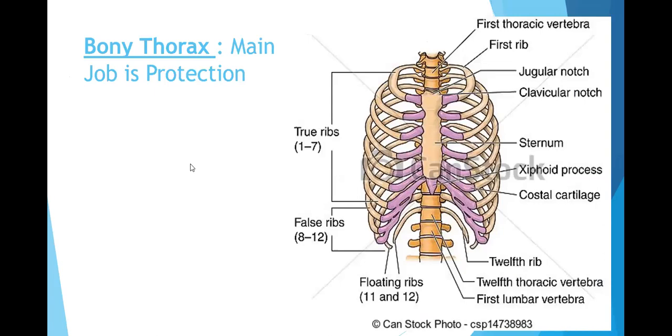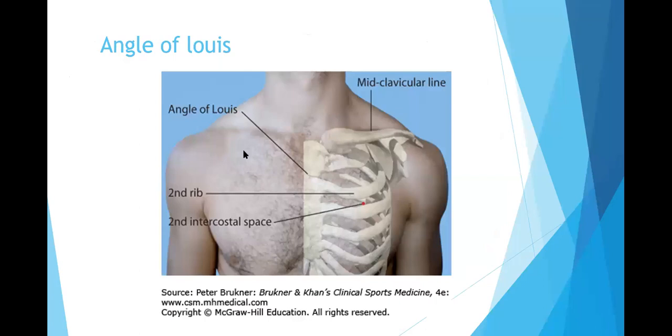This is a picture of your rib cage. You got your sternum, and you have true ribs, false ribs and floating ribs. You don't have to know them down pat. Just know that this consists of your thorax. Its main job is what? Protection. Protection. Don't forget there's three parts of that sternum that you need to make sure you know: the manubrium, the body, and the xiphoid process. In between the manubrium and the body, there's a little indentation called the angle of Lewis, right? That's the angle of Lewis.